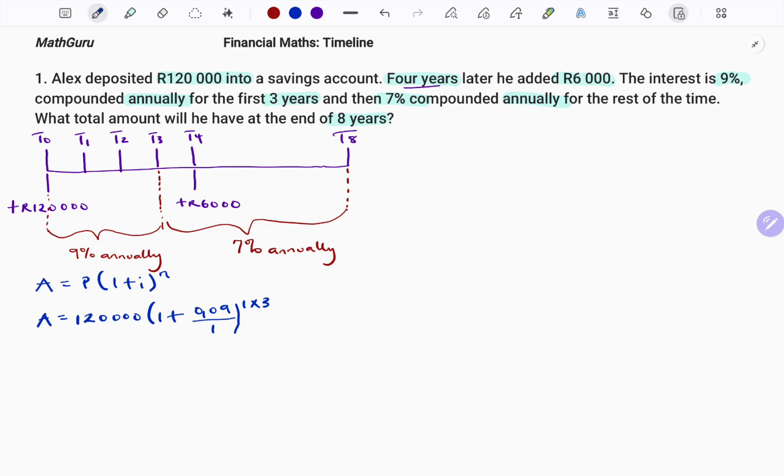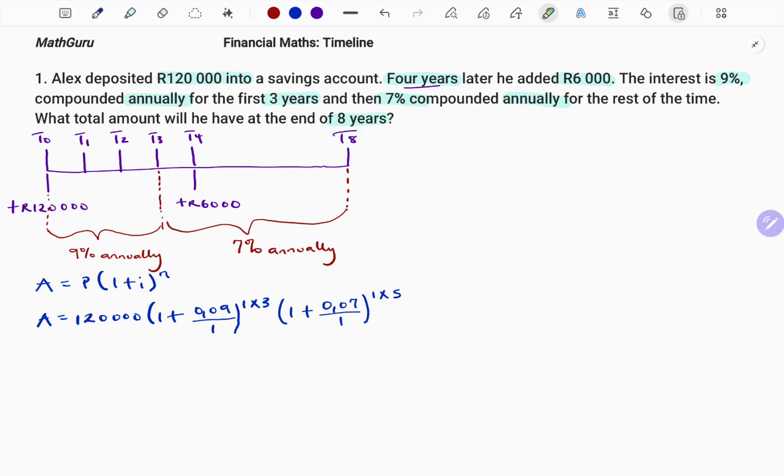So therefore, I just continue compounding that. So that's going to be 1 plus, the interest is changing to 7%, which is 0.07 annually still. So I divide by 1. And then I have that to the power of 1 times the remaining years, that's 5. So I'm done with the 120,000 rand deposited.